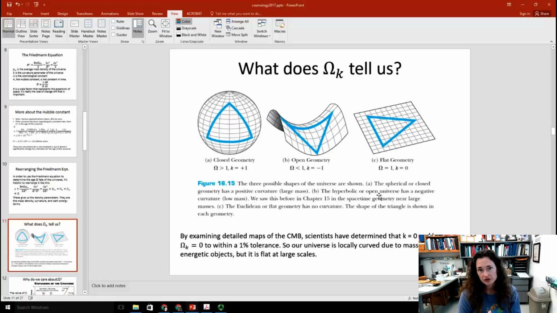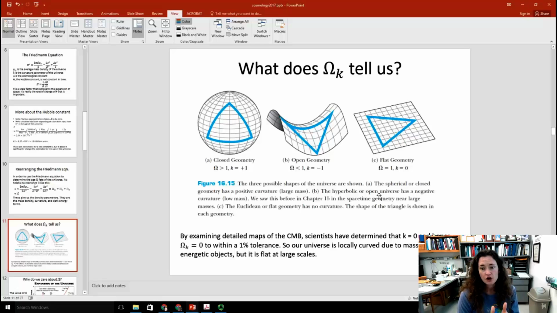The closed geometry occurs when omega is greater than 1. An open geometry would occur when omega is less than 1. And a flat geometry would occur when omega is equal to 1. So that's the basic idea of the geometry of the universe. By examining detailed maps of the cosmic microwave background, more about that in a minute, scientists have determined that K is very, very close to 0, okay? Hence, omega sub K is very, very close to 0, within, say, a 1% tolerance.